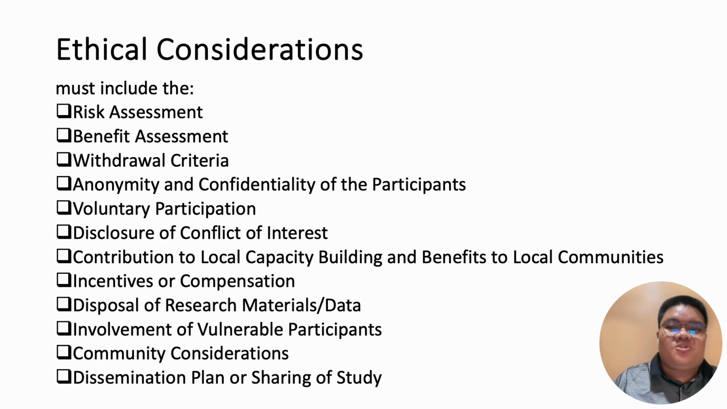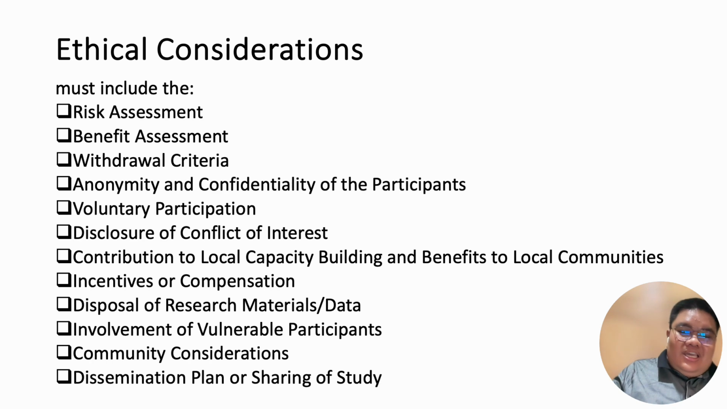If there is involvement of vulnerable participants, other than identifying the vulnerable participants, you should also be able to identify measures that will be able to address the vulnerability of these participants. Community considerations, if there are any, must also be included, including the dissemination plan or sharing of the study. What do we mean by dissemination plan? If there are plans for you to communicate your research findings in other venues or in other fora, you need to be able to include that under your discussion of the ethical considerations.